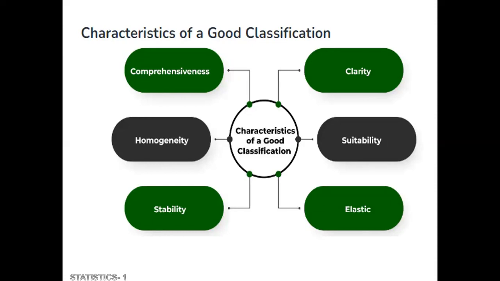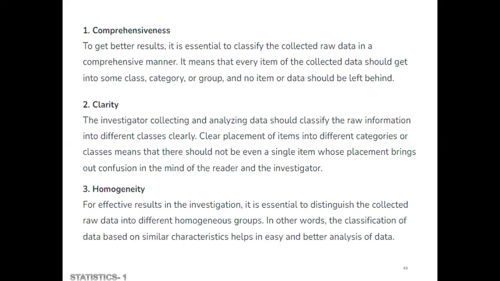So what are the characteristics of good classification? The characteristics of good classification are comprehensiveness, homogeneity, stability, clarity, suitability, and elasticity. These are considered to be the characteristics of good classification. So what do you mean by comprehensive nature? To get better results, it is essential to classify the raw data in a comprehensive manner. It means that every item of the collected data should be put into some class or category.